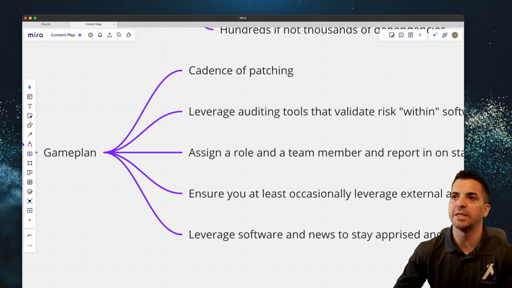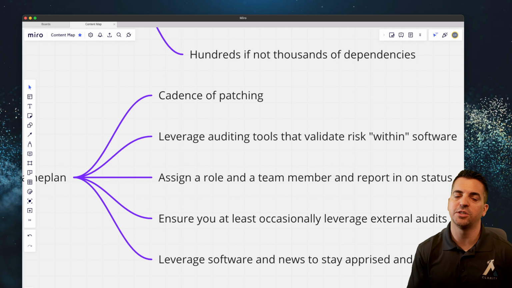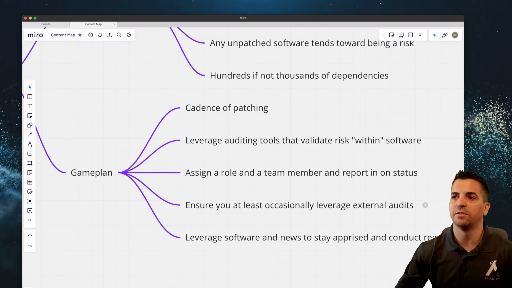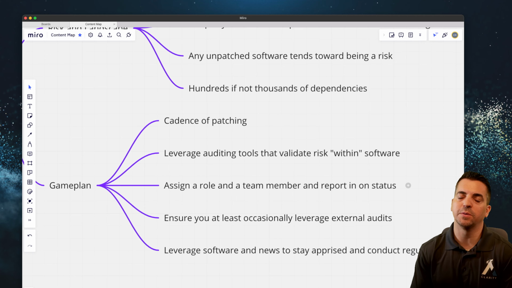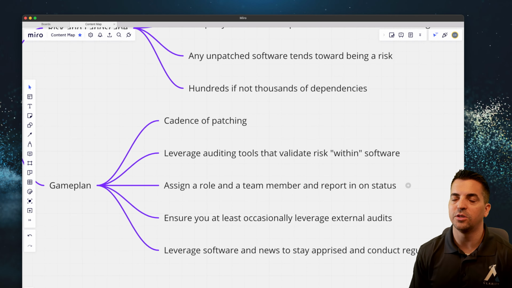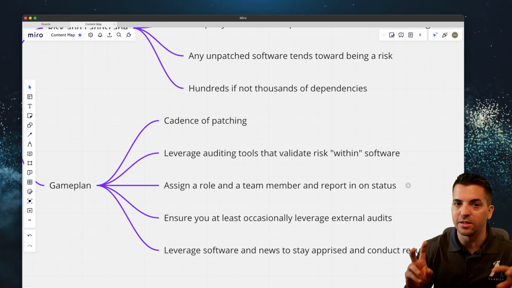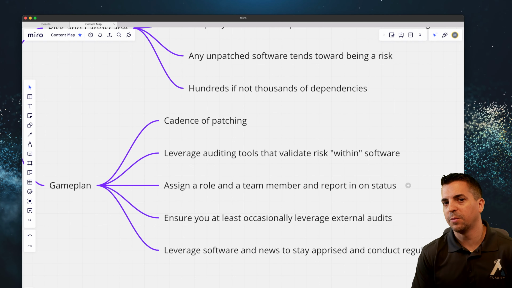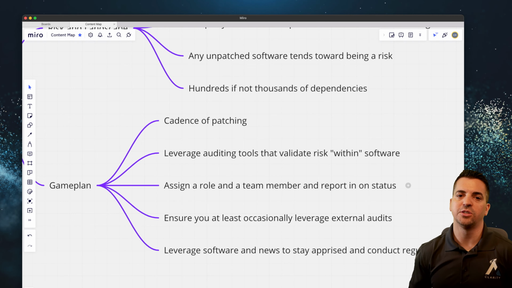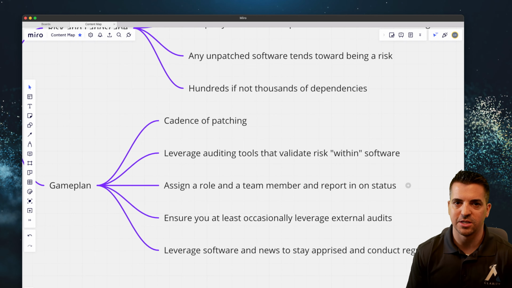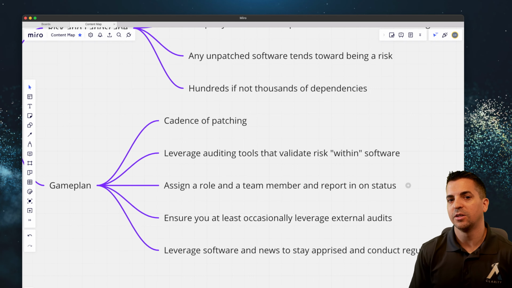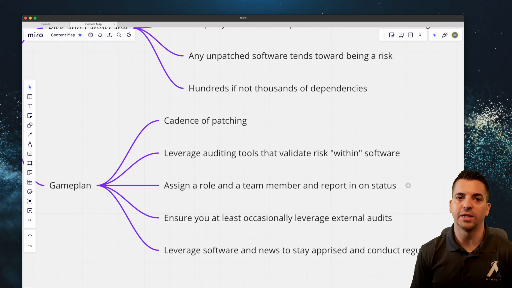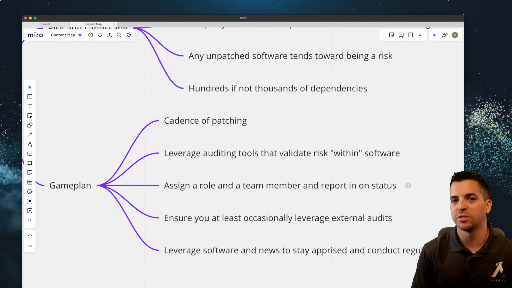Well, probably the biggest thing is to leverage a cadence of patching and make sure that your overall business is set up to leverage auditing tools so that you can validate what risk is within the software itself. So think about this for a minute. Whenever you're dealing with HIPAA and the security rule, you're not just looking at basic patching of your application itself. You're looking into the application and decomposing what it consists of to help you assess the risk.